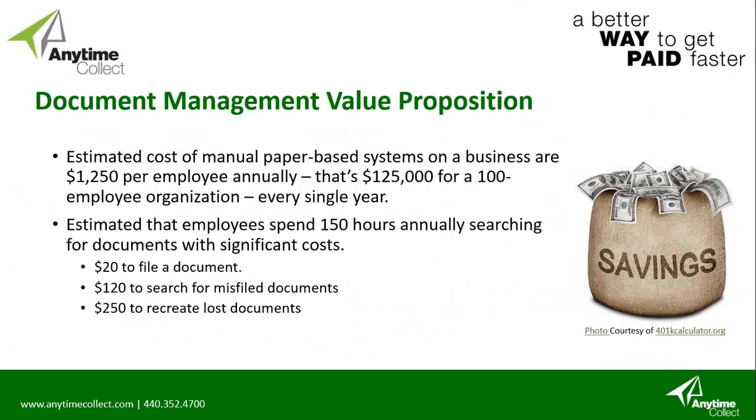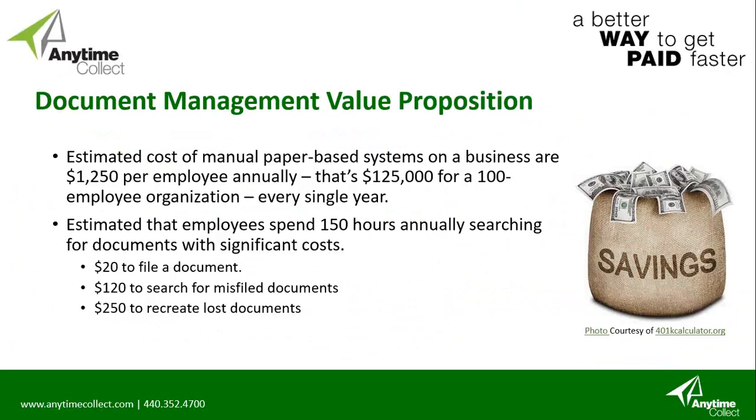That's all kinds of documents, not just specifically AR. But it's still pretty significant. What does that mean? If you have 100 employees, that means you're spending about $125,000 every year managing documents. And that's in a manual process. And why is this? Because we spend a lot of time filing documents, searching for documents, and recreating lost documents.